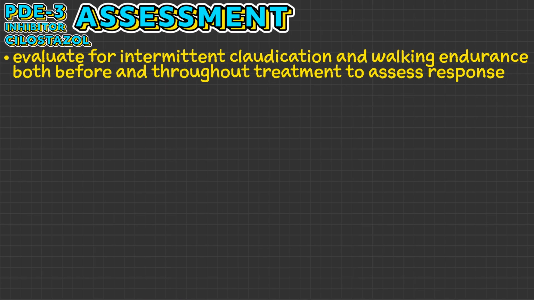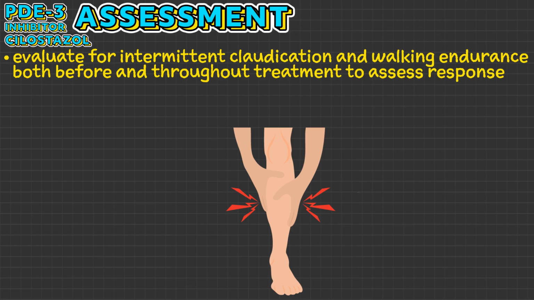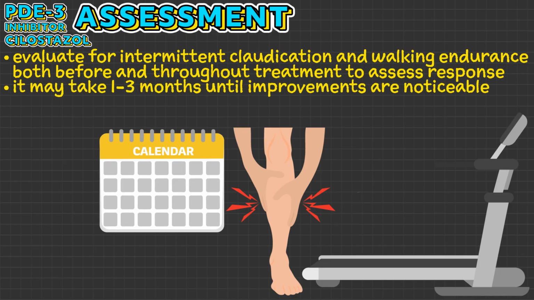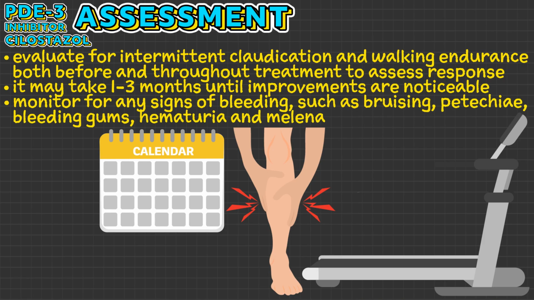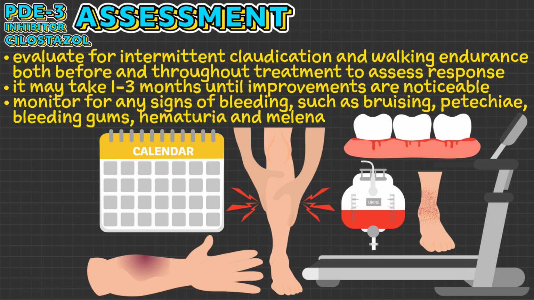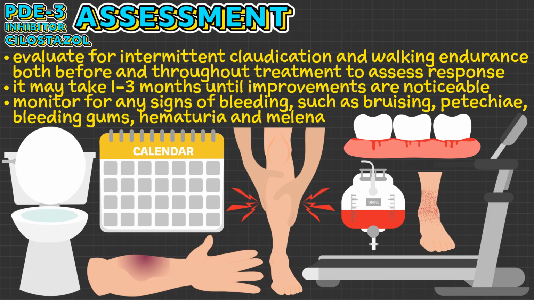On the other hand, individuals receiving Cilostazol should be evaluated for intermittent claudication and walking endurance, both before and throughout treatment to assess their response. However, it may take 1 to 3 months until improvements are noticeable. Additionally, due to Cilostazol's antiplatelet effects, it is important to monitor for any signs of bleeding, such as bruising, petechiae, or pinpoint-sized red, purple, or brown spots on the skin, bleeding gums, hematuria, or blood in the urine, and melena, or black tarry stools, due to bleeding in the gastrointestinal tract.